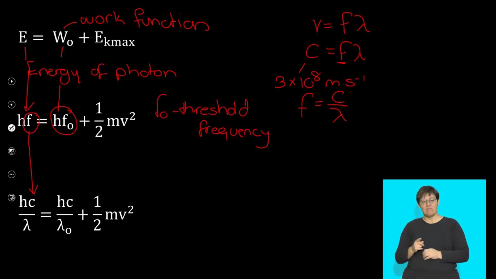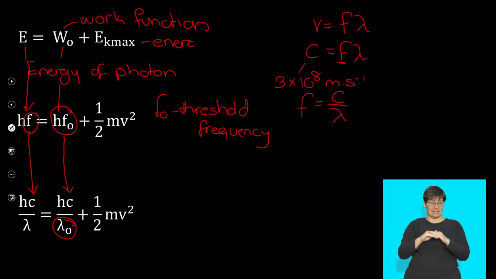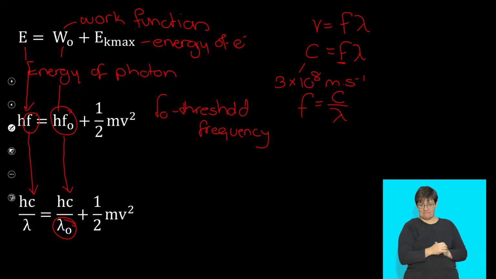If we know the threshold frequency, it's the same as our threshold wavelength, so it's all the same thing. EK max, this is the energy that the electrons will have when they leave. If they have more, if the E is bigger than W0. But how do we calculate E?